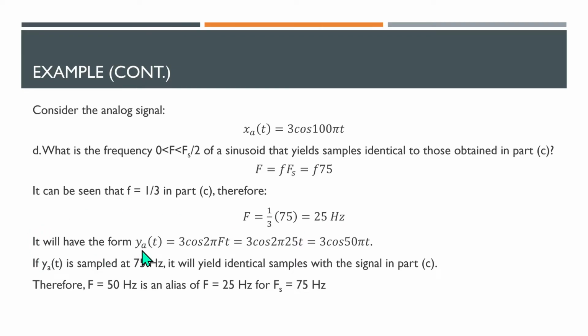It will have the form y_a(t) equals 3 times cosine of 2πFt equals 3 times cosine of 2π, and then plug in the value of 25 Hertz here times t. That is equal to 3 times cosine of 50πt. y_a(t) here is our analog signal. If y_a(t) is sampled at 75 Hertz, it will yield identical samples with the signal in part C. Therefore, we can say that a frequency of 50 Hertz is an alias of 25 Hertz for a sampling rate of 75 Hertz.